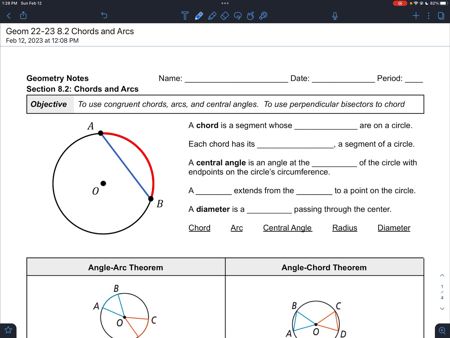All right, we're going to talk about chords and arcs now. So we're getting into some new stuff. There's a lot of theorems, but at the end, I'll try and do my best to consolidate all the information for you so it's all in one place so you can try the homework.